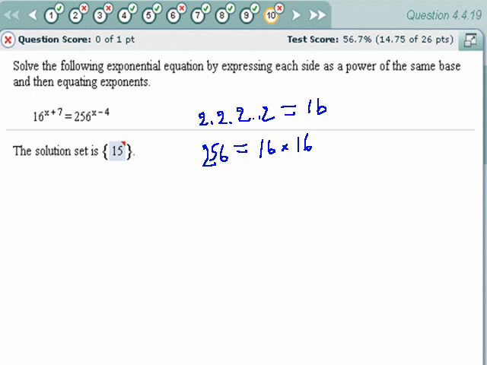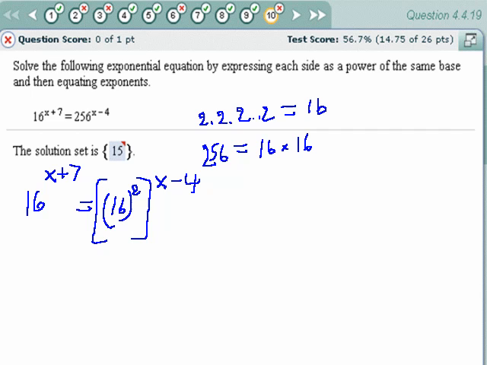Right? If you multiply 16 by 16, let's make sure this is right. 16 times 16 is 256. Okay? So what I'm going to do here is rewrite this problem as 16 to the power x plus 7 equals, instead of 256, I'm going to write 16 squared. And of course, we still have to write everything to the power x minus 4.